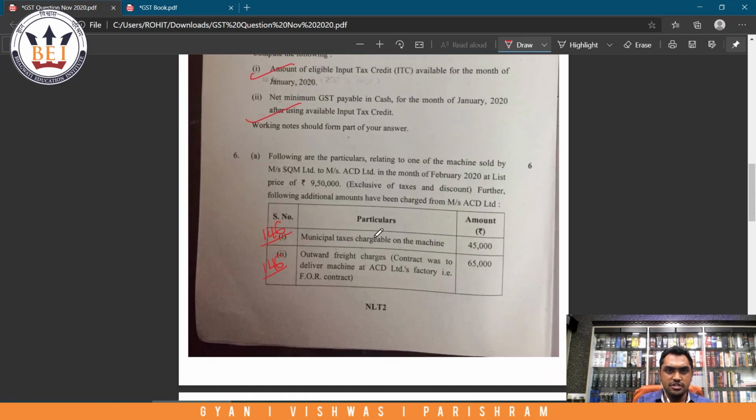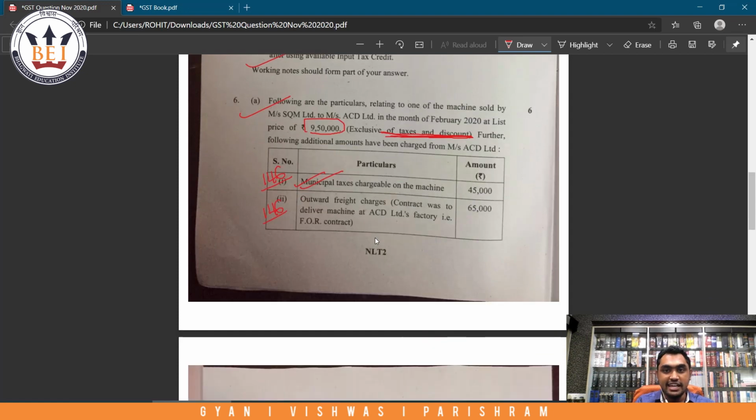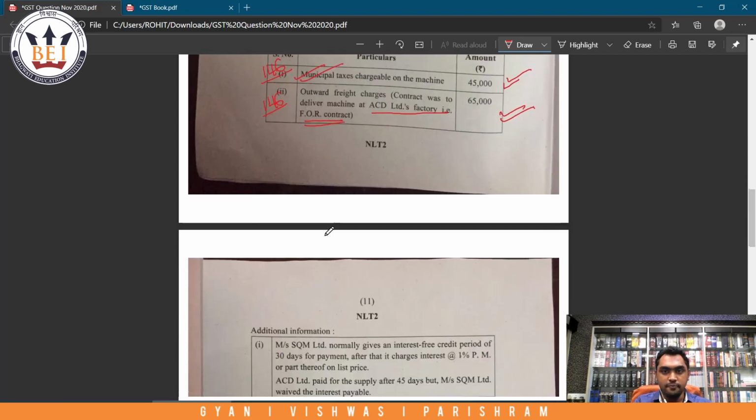Next question, valuation question. This is also quite easy. They say the list price is 9,50,000 exclusive of taxes and discounts. So this does not include any taxes and discounts. Municipal taxes chargeable on the machine. I hope you remember that any taxes other than GST which have been paid have to be added to the value. So this 45,000 will get added. Freight charges for delivery of machine. The contract was to deliver it at the factory premises of the client. So this 65,000 also will be added.